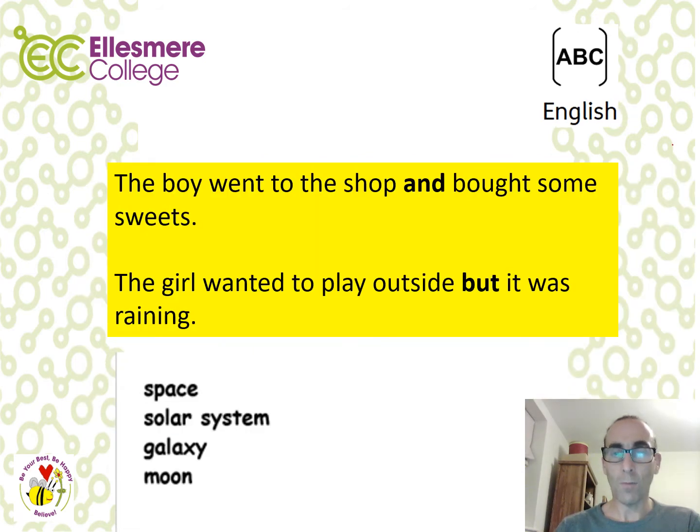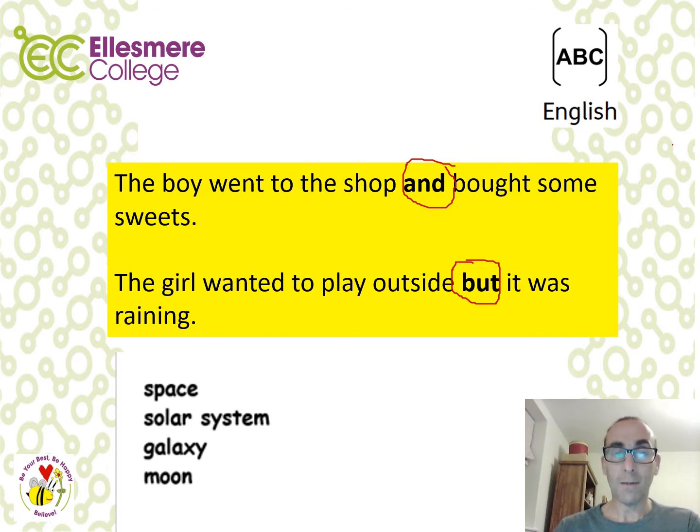In lesson 7, we would like you to work on conjunctions. Conjunctions are words that join sentences together. In the 2 examples above, the boy went to a shop and bought some sweets. So the word 'and' is a conjunction. The girl wanted to play outside, but it was raining. 'But' being the conjunction. Lesson 7 will continue to develop your use of conjunctions in your writing.